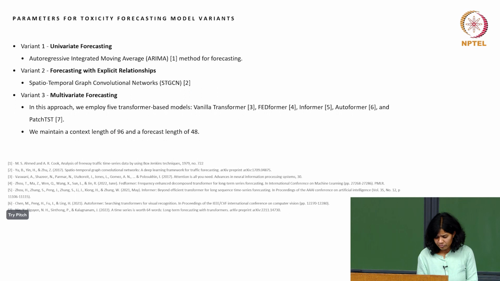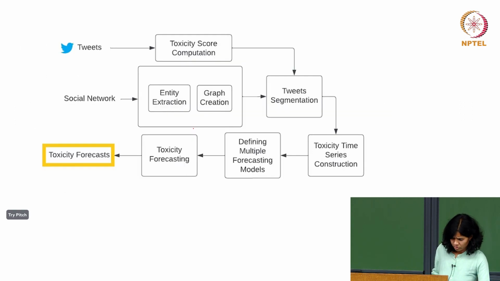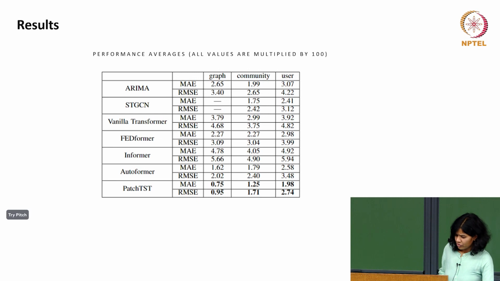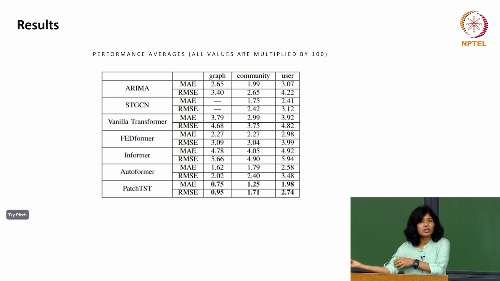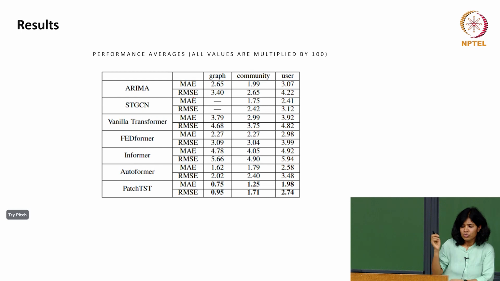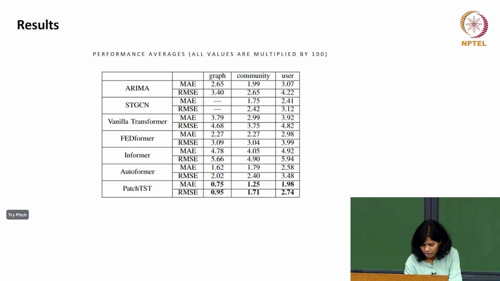This is the basic setup: 96 is the context of the history, and the forecast length is 48 here. Okay, so we are measuring mean average error and root mean square error. These are the standard metrics to measure forecasts, right? So what is the error your forecasting system is committing? These errors are computed at each level: the whole graph level, community level, and the user level.